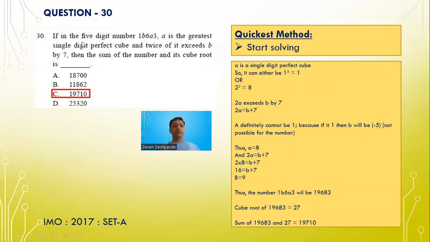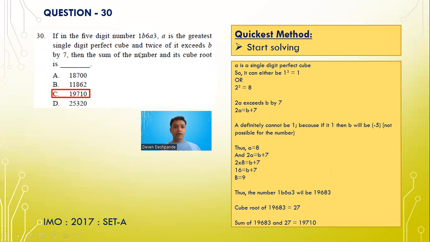Okay, next one. If in the 5-digit number 1B6A3, A is the greatest single digit perfect cube and twice of it exceeds B by 7, then the sum of the number and its cube root is. Okay, now here we have to start solving, isn't it? So let A be a single digit perfect cube. Which are the only two options? A can be cube of 1, which is 1 into 1 into 1, which is 1. Or A could be cube of 2, which is 2 into 2 into 2, which is 8.